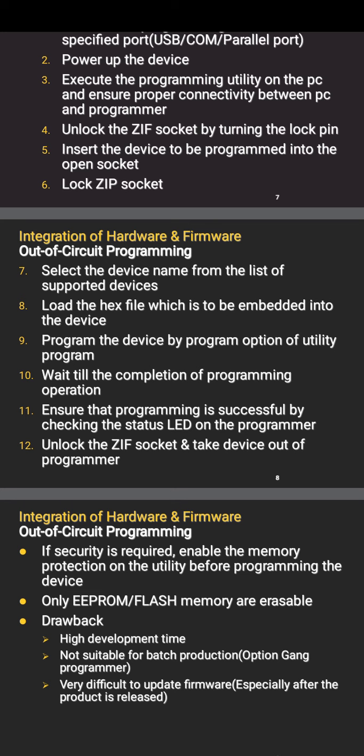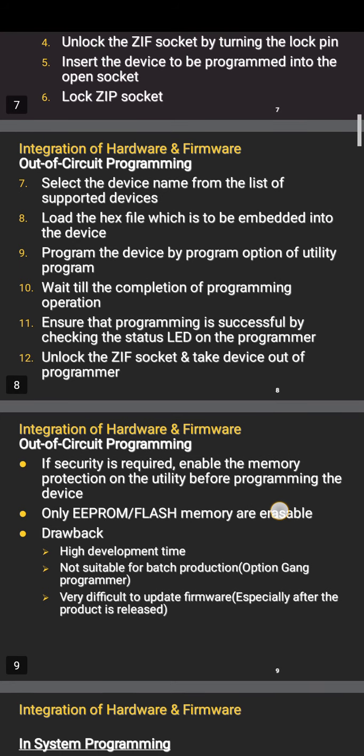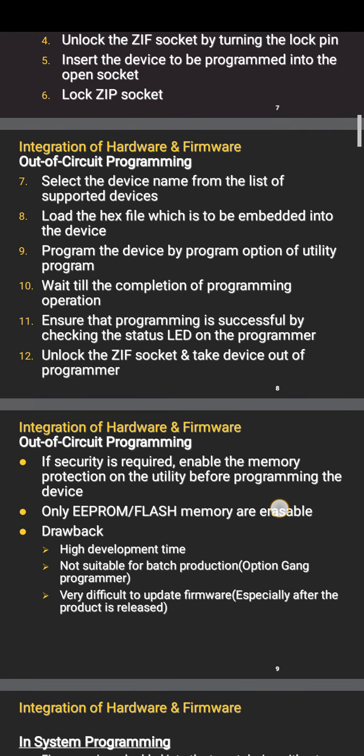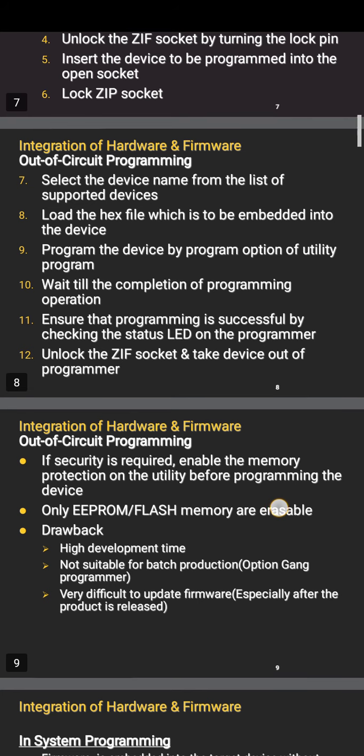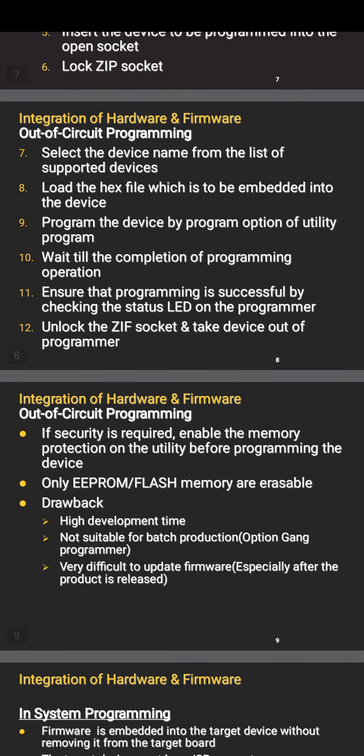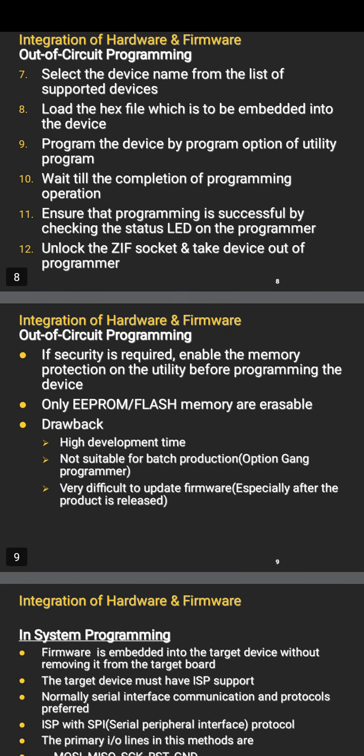Out of circuit programming is nothing but taking the IC out and, with the help of a programming device, it is programmed, and after programming it is placed back at the original place in the hardware, where it was kept earlier. This is about out of circuit programming.